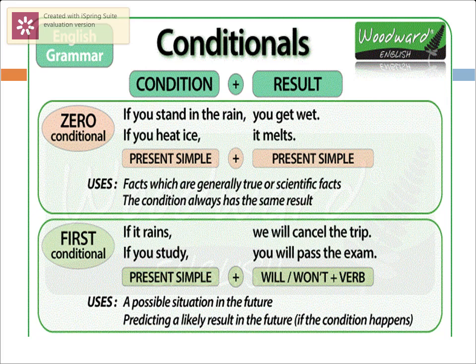Now, zero conditional sentences are those sentences when the condition and the result always hold true. So these are used to represent facts which are generally true, like scientific facts. So the condition always has the same result. And if you observe the structure of zero conditionals, we found that the verb in the condition as well as the result is in the same form, that is simple present.